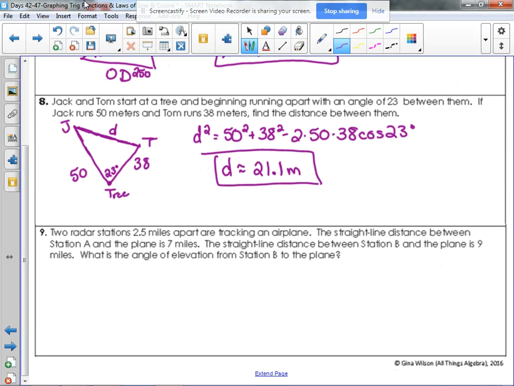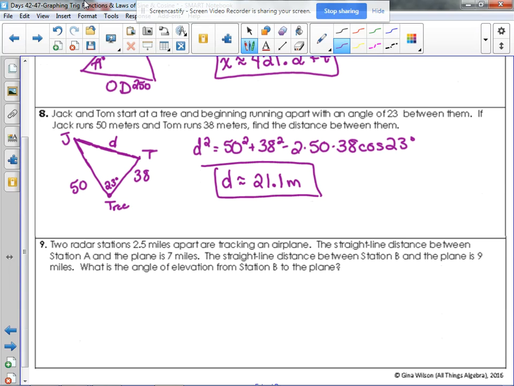Okay, last one, we're going to find an angle here. 2 radar stations 2.5 miles apart are tracking an airplane. I'm going to read a little bit more of the problem before I try and set this up because I'm not entirely sure. That doesn't give me a whole lot of information right there. Then it says the straight line distance. That just means if you go in a straight line from station A to the plane, shortest distance there is 7 miles. The straight line distance between station B and the plane is 9 miles. What is the angle of elevation from station B?